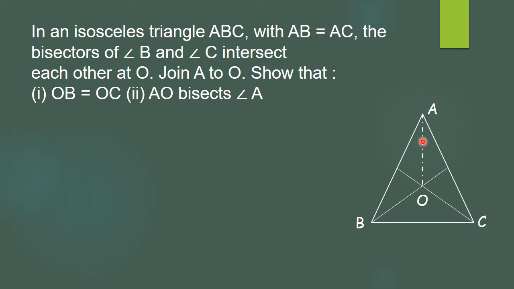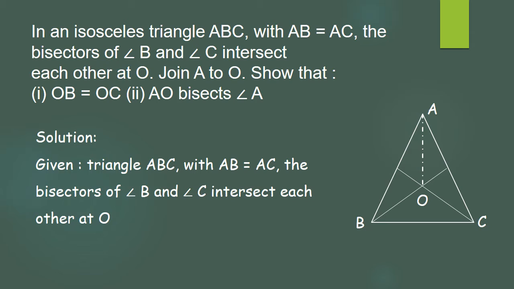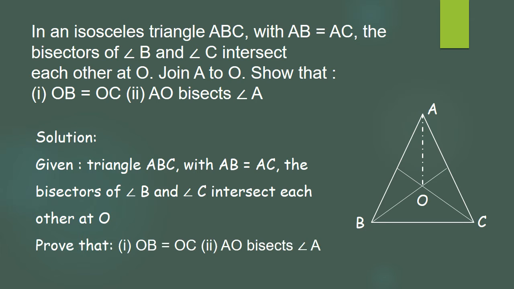Then they have asked to join AO, and to prove first that OB is equal to OC, and then next, to prove that AO bisects angle A. So we will first write the given and then what to prove. Correct? Now we will write the proof.